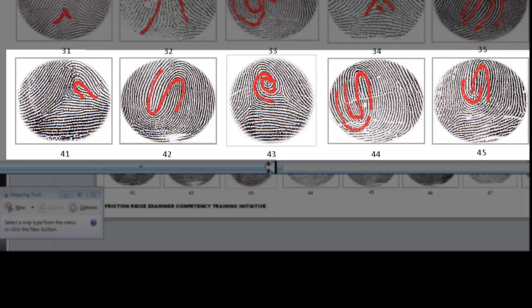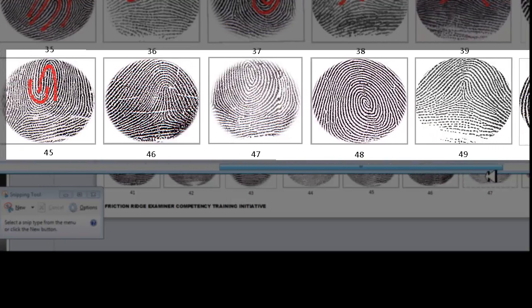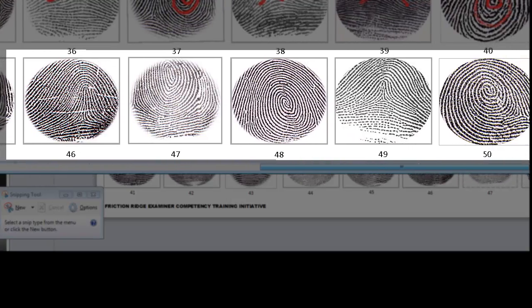The whorls should be very easy for you to recognize. Okay, let's wrap up. Remember, this is the tented arch. Another whorl. A whorl. Tented arch. Number 50 is a whorl.